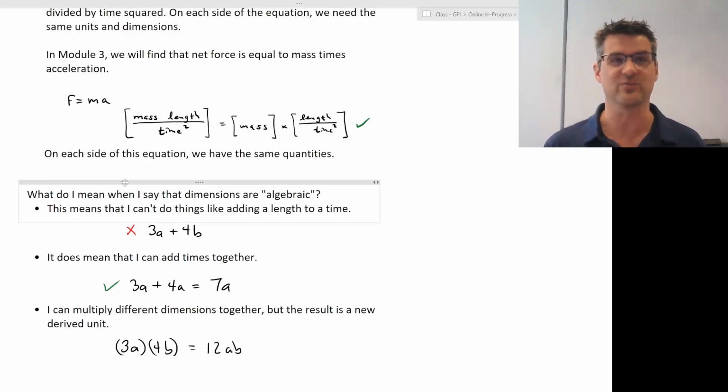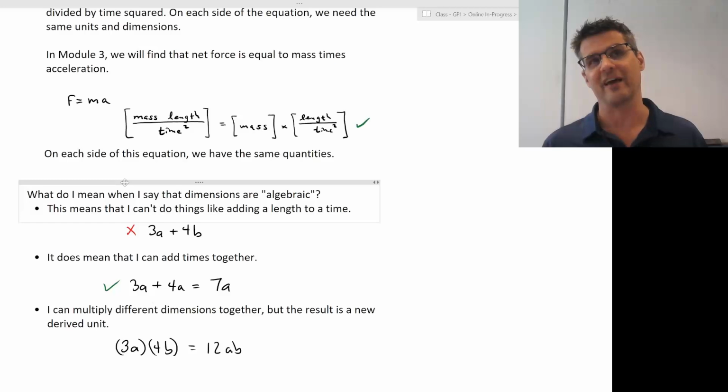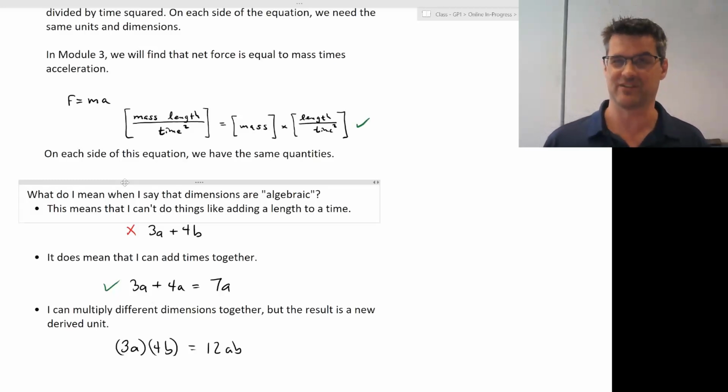So I can add two lengths together and make a different length. I can add two times together to make some different time. But I don't know how to add a time and a length. That doesn't even really make sense. But that's because of our understanding of algebra. So what if a and b were really just different expressions of the same dimension?